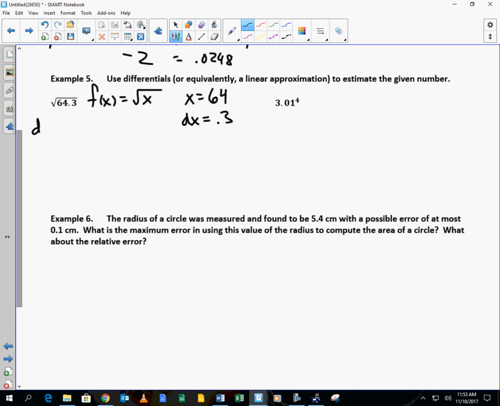So let's figure out the change in y, because I know that the square root of 64 is 8. But how much up from 8 should I go to approximate it? Should I go up 0.1, 0.2? What should I go up? So let's figure it out.